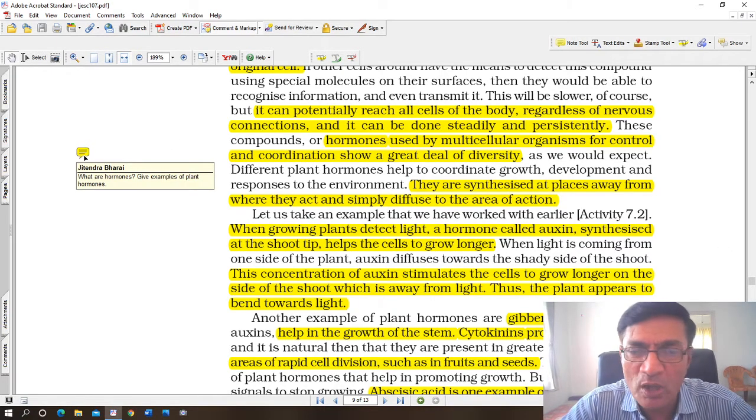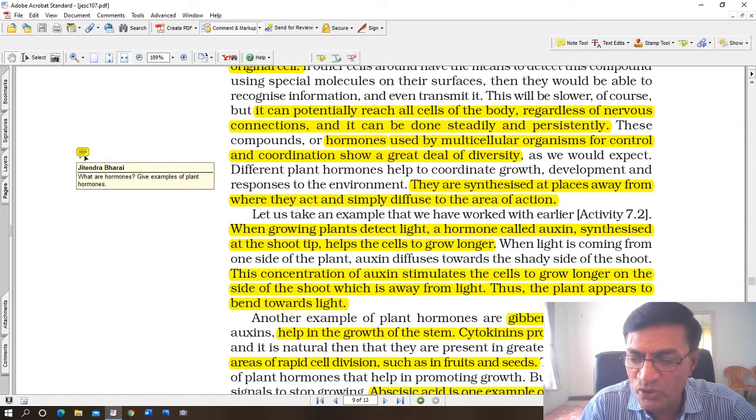Alright, so I have pushed the question out here. What are hormones? Give examples of plant hormones. Auxins are plant hormones, gibberellins, cytokinins, abscisic acid. These are examples of plant hormones. They have got different functions in the plant body. Auxins are produced at the shoot tip.